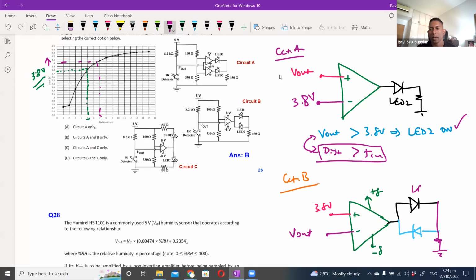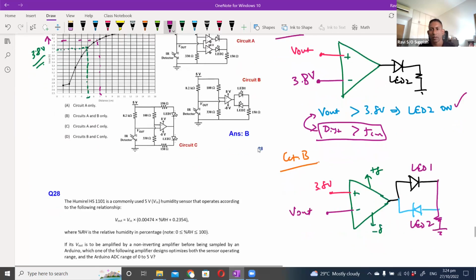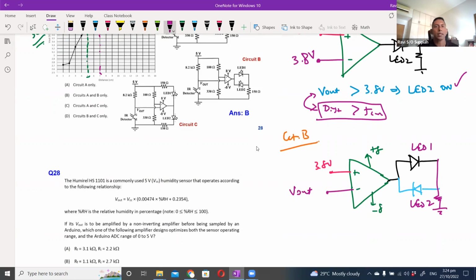Okay, so this is your LED 1 and this is your LED 2. Okay, so let's look at the analysis of this. If my 3.8 volt is greater than my Vout, then what happens? That means your V plus is greater than V minus, and this will cause you to go to plus V set, which means your LED 1 will light up.